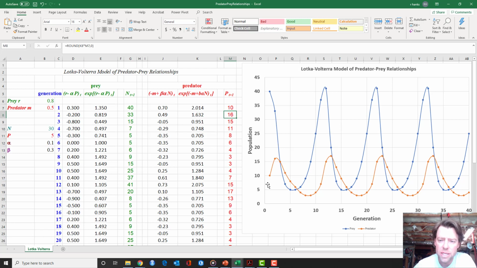So that's the model. And I'll come up with some questions to ask you guys, to get you thinking about this a little more. I think this is a pretty neat example. It sort of gets at those classic lynx-hare predator-prey population cycles that so many folks know about. And that's it. We'll look forward to seeing you guys again soon.